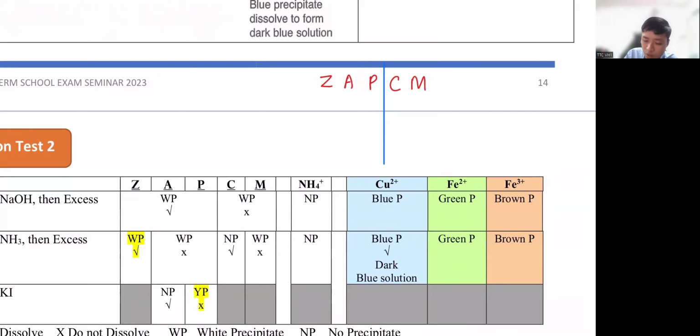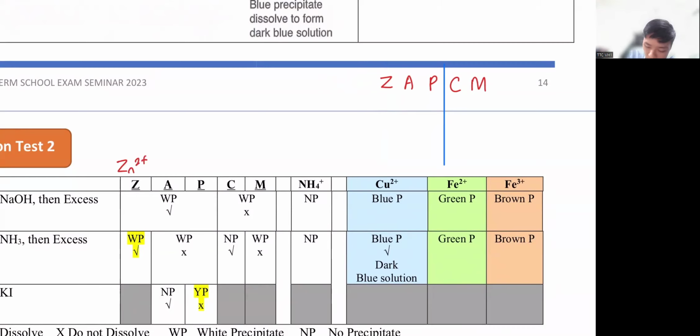By the way, what does ZAPCM stand for? Z stands for zinc ion. A stands for aluminium ion. P stands for lead(II) ion. C stands for calcium ion. M stands for magnesium ion, okay?